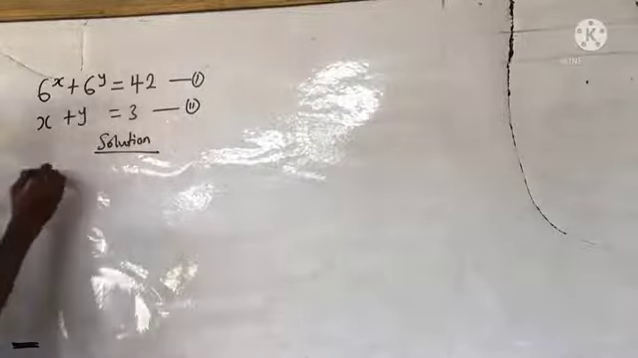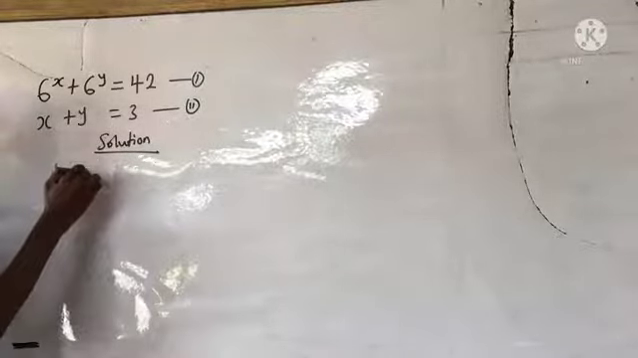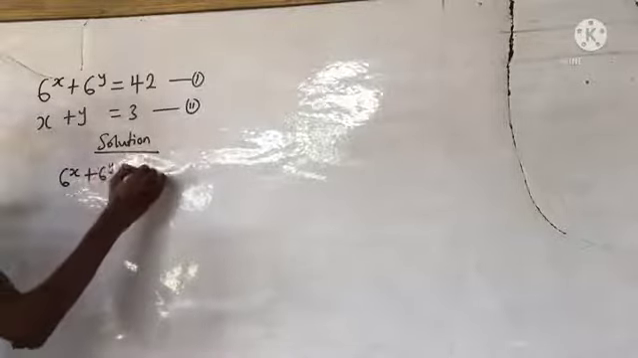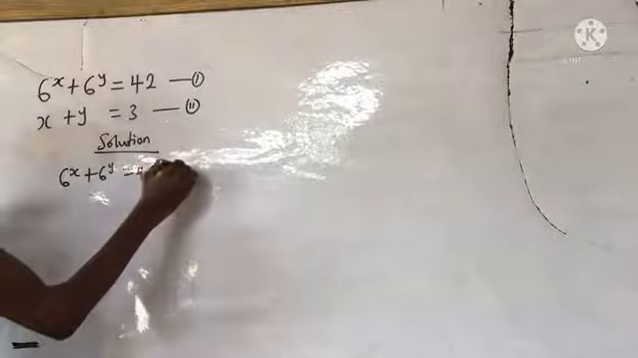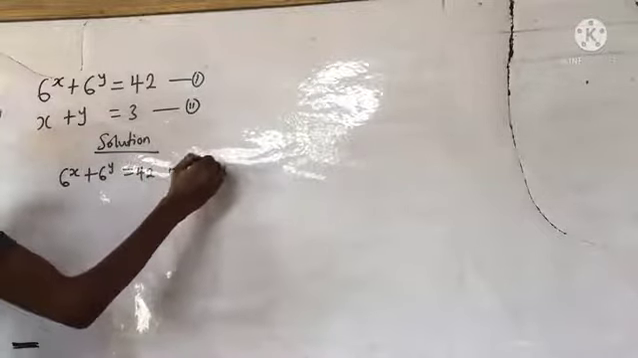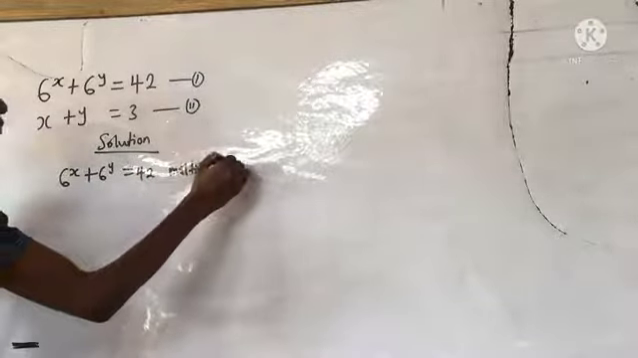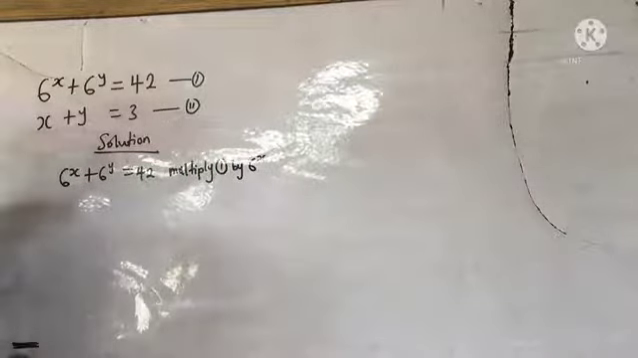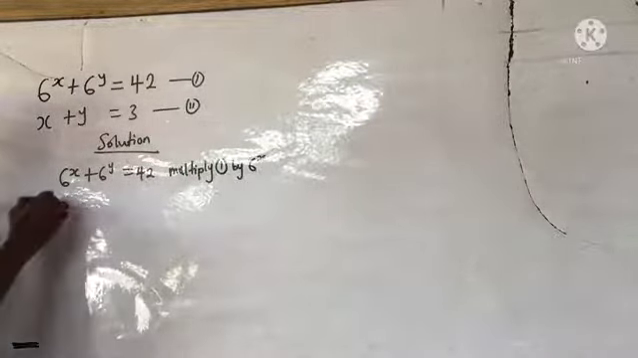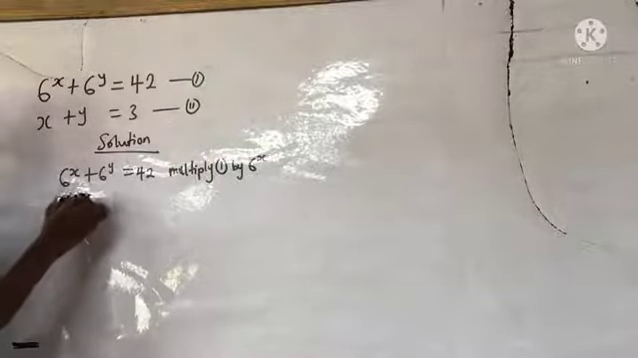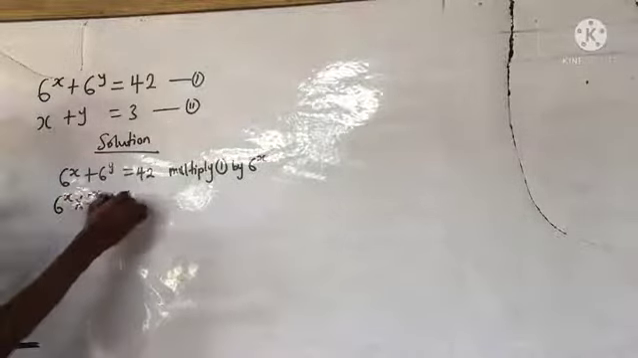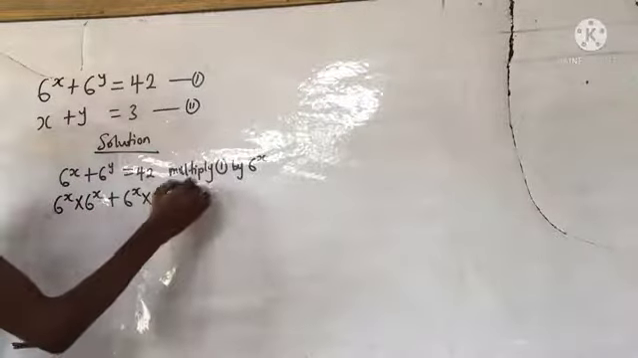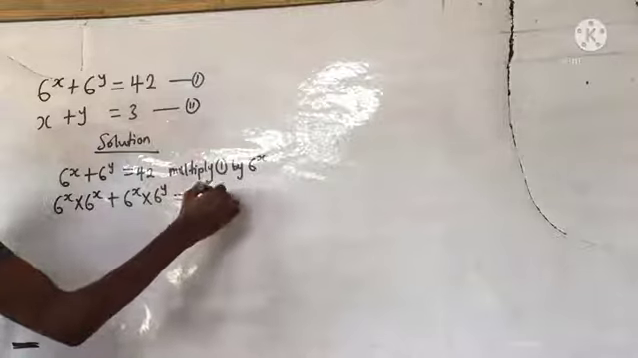Now from equation 1, we have 6 raised to the power of x plus 6 raised to the power of y is equal to 42. Now I want to multiply equation 1 by 6 raised to the power of x. So I multiply everything in equation 1 by 6 raised to the power of x: 6 raised to the power of x multiplied by 6 raised to the power of x, plus 6 raised to the power of x multiplied by 6 raised to the power of y, and 6 raised to the power of x multiplied by 42.